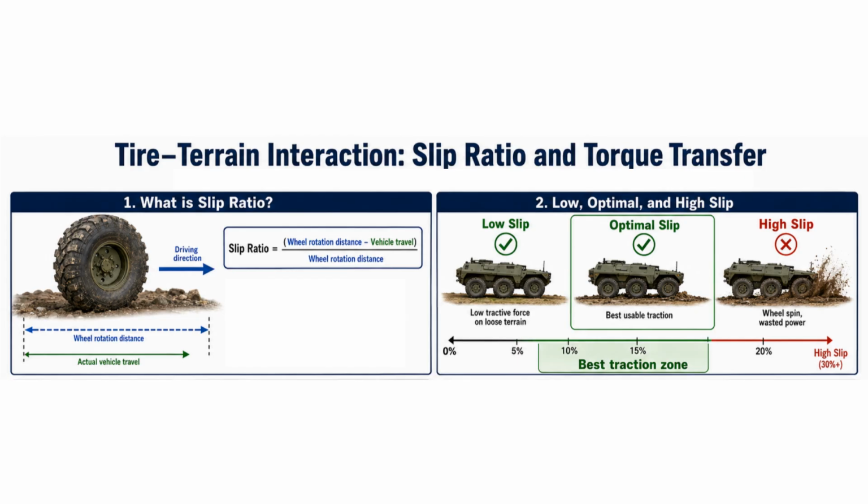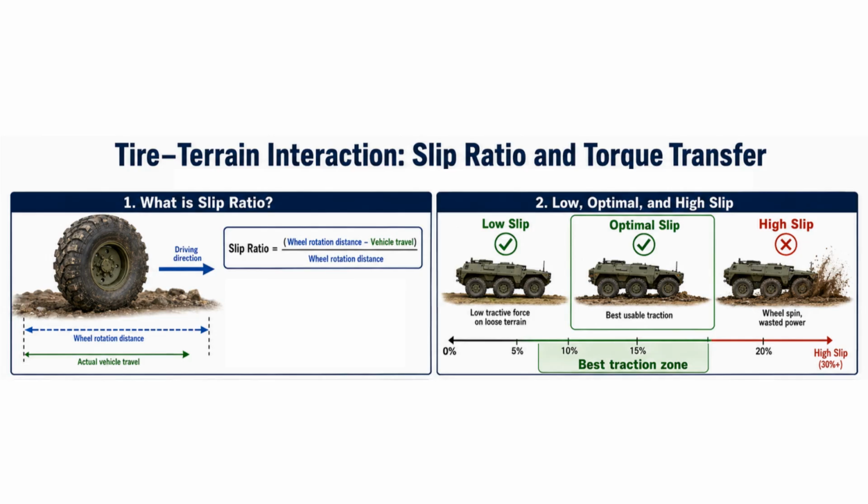This image explains how slip ratio affects torque transfer and usable traction. Slip ratio compares the distance suggested by wheel rotation with the actual distance traveled by the vehicle. At zero slip, the tyre rolls without spinning. As slip increases, more wheel rotation is lost and less becomes forward motion.